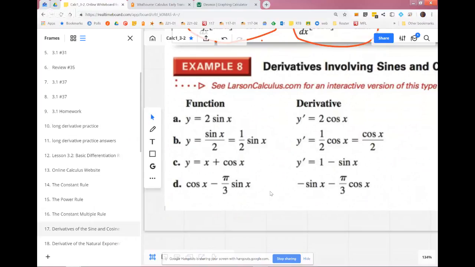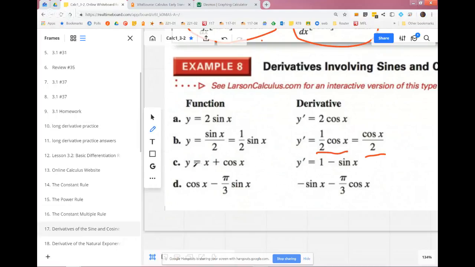B, sine x over 2. Well, we can get that constant out by calling that 1/2 sine x. Same thing. Now, ignore the constant. What's the derivative of the sine? Again, it's the cosine. So the answer is 1/2 cosine x. And here, either one of these is correct. You could have this for an answer or this. I'm okay with either one of those. You don't have to change it to cosine x over 2.